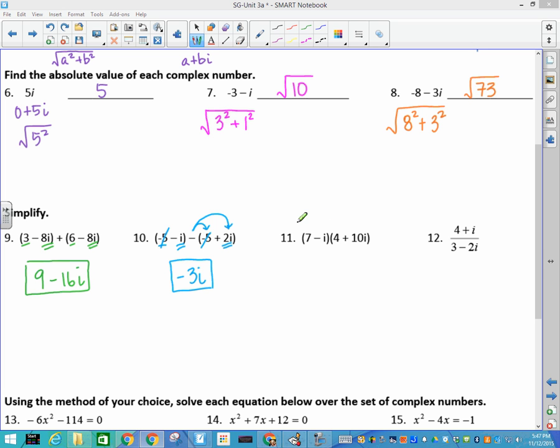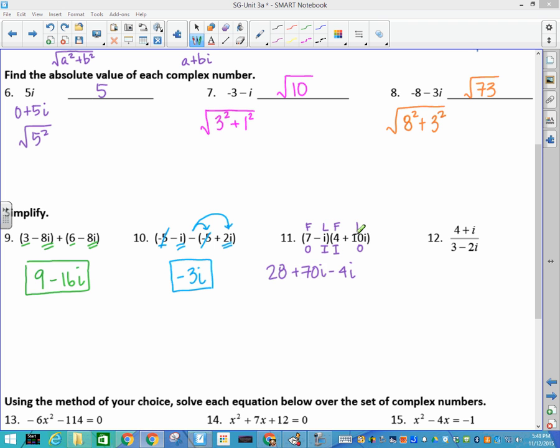It's that FOIL thing that we have to do because we are multiplying. There's no minus or plus in between them. So I do the first terms, okay? First terms, 7 times 4, which is 28. And then I'm going to do the outside terms. 7 times 10i is 70i. And then I'm going to do the inside terms. Negative i times 4 is negative 4i. And then I'm going to do the last terms.